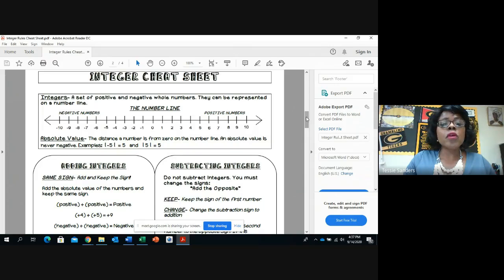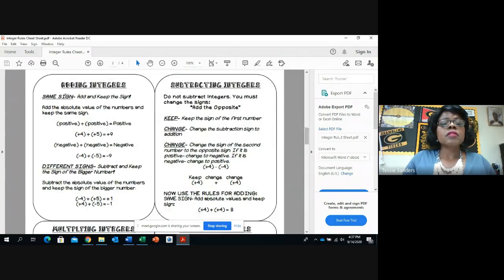Let's take a look at the rule for adding integers. Same sign. You're going to add and keep that same sign. Add the absolute value of the numbers and keep the same sign. Positive plus a positive equals a positive. +4 plus +5 equals +9. Negative plus a negative equals a negative. You're going to add and keep the same sign. -4 plus -5 is -9. Add and keep the same sign.